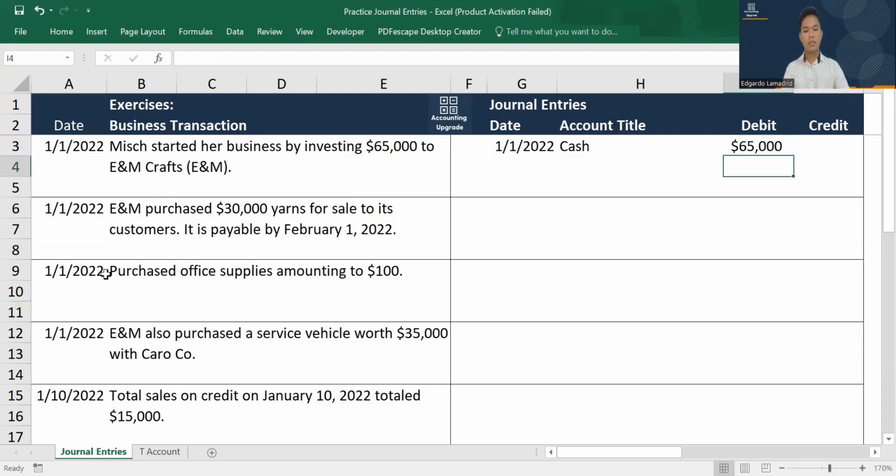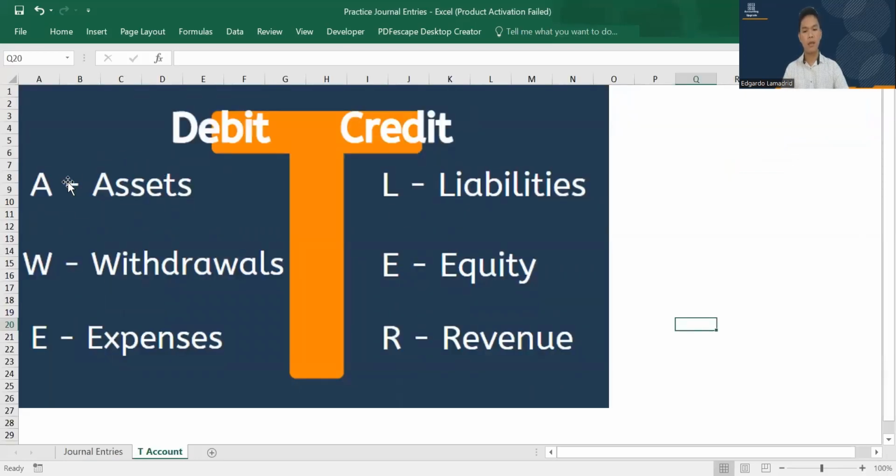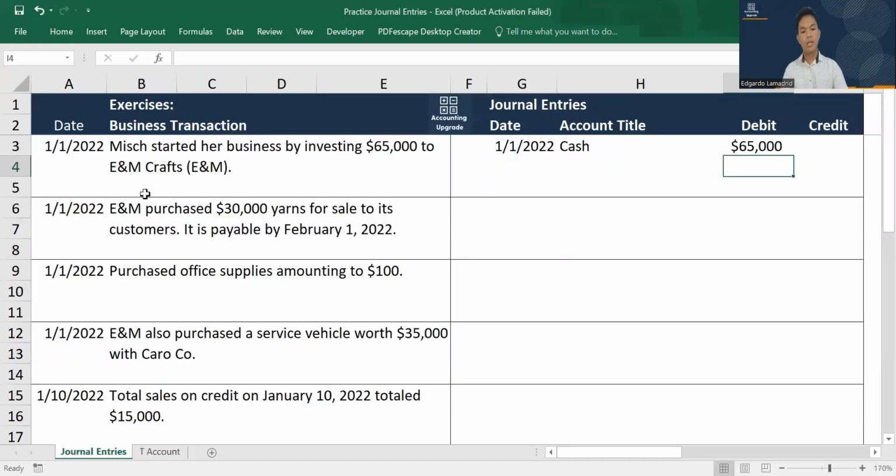Let's now go back to the other sheet, which is our secret formula. As you can see here, the assets are increased through debit, and we made an increase in debit by increasing the cash amounting to $65,000. Is that clear, guys? And then the next step is to identify the related credit. Since Misch started her business, it is an initial capital, which is an addition to the owner's equity account. So we will indicate here Misch capital on credit, which amounts to $65,000 also.